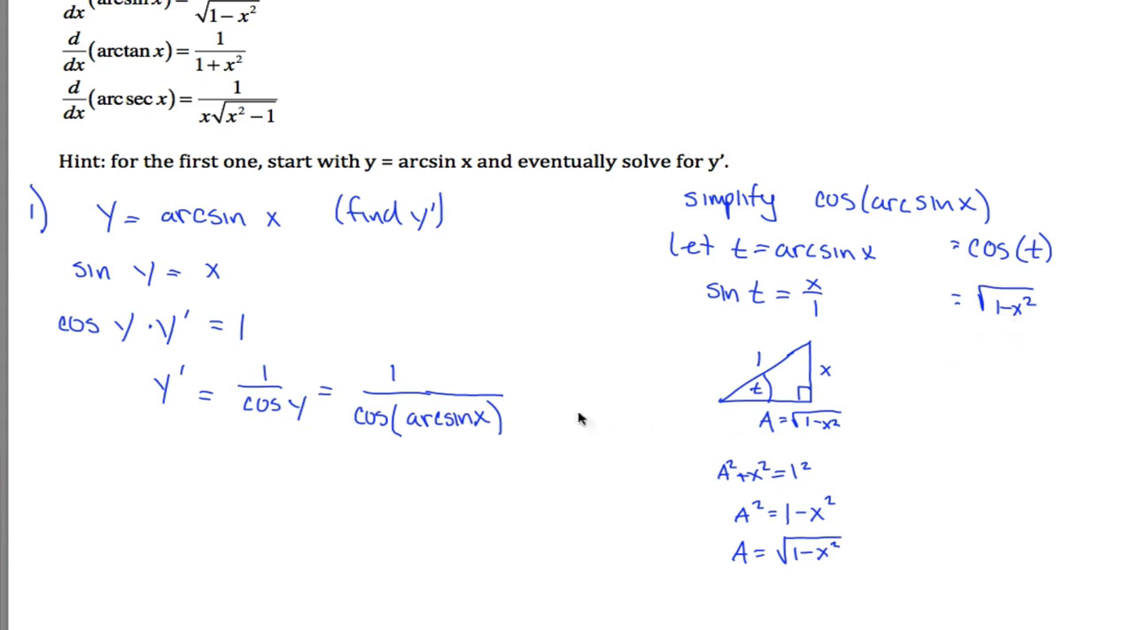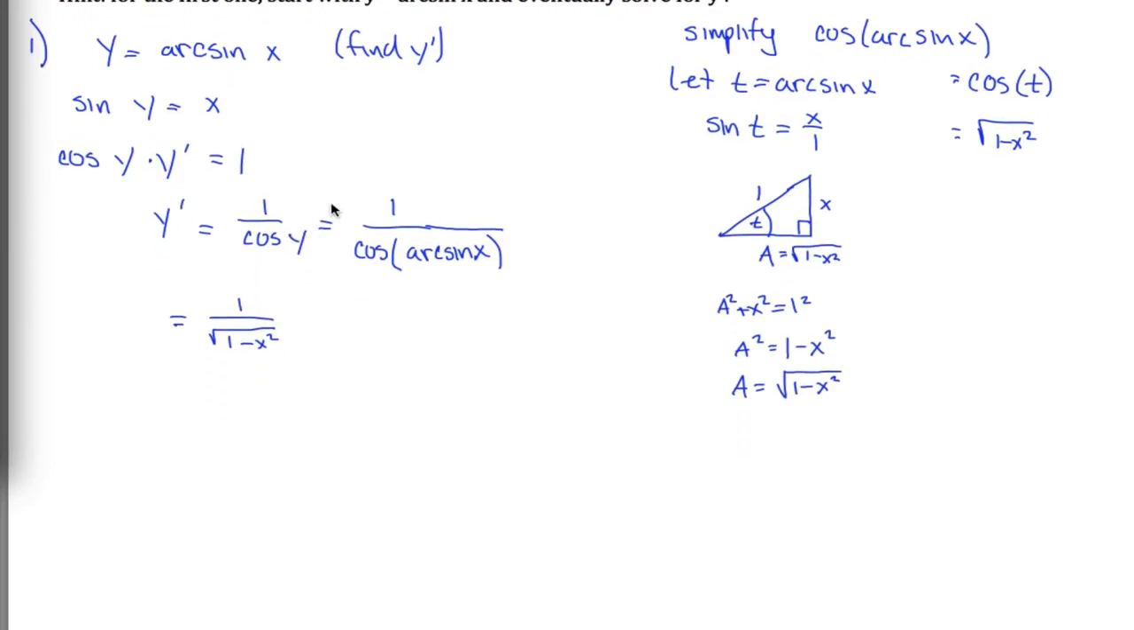So what I get over here, maybe one line lower, is that y prime is 1 over, instead of writing cosine of arc sine of x, I'm going to say cosine of arc sine of x is just this thing. My answer is 1 over the square root of 1 minus x squared. Now repeat that 2 more times. Might have to start writing a little bit smaller.